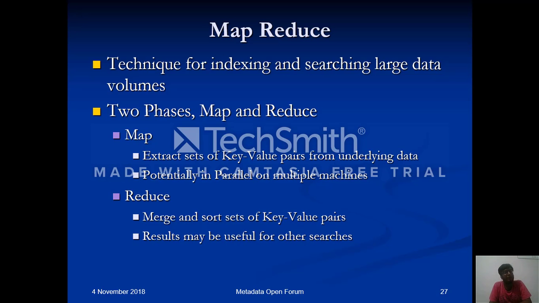Let's move ahead. MapReduce is a technique for indexing and searching large data volumes. It has two phases: map and reduce. Map extracts sets of key value pairs from the underlying data, potentially in parallel on multiple machines. Reduce merges and sorts the set of key value pairs. The results may be useful for other researchers. So as we know, let's move ahead.